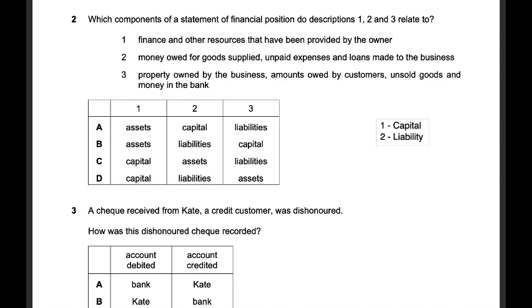Unsold goods and money in the bank are current assets. Amounts owed by customers are also current assets. Property owned by the business is a non-current asset. Hence, making this our answer. Let's see which this matches. Capital, assets. Okay, this is done. This is not right. This is also not right. Hence, making our answer option D.